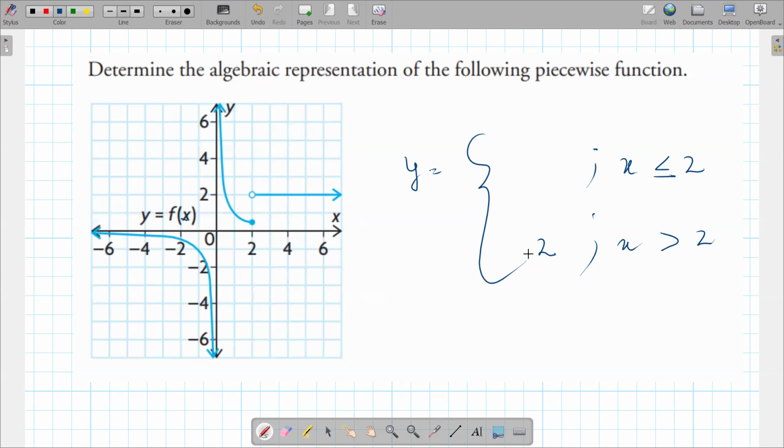So look at how easy this is. For the second function, it's y equals 2 when x is greater than 2. For the first one, it's y equals 1 over x when x is less than or equal to 2, and you're done. That's it. Cool?